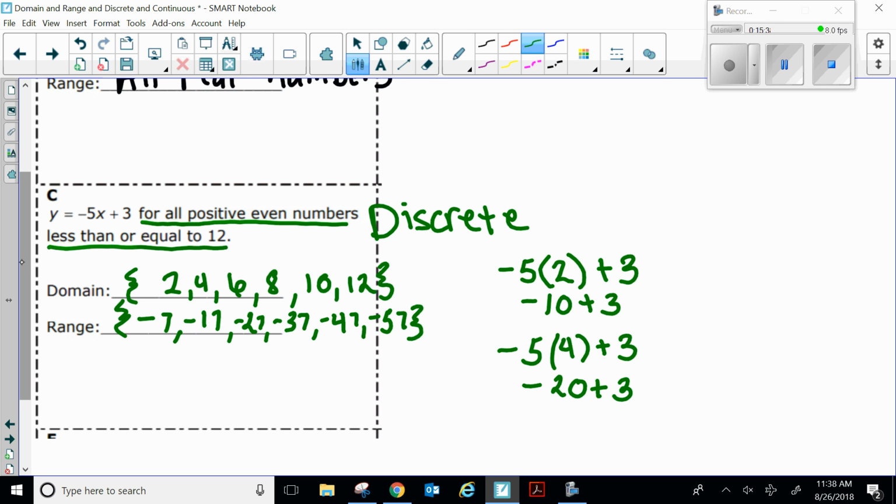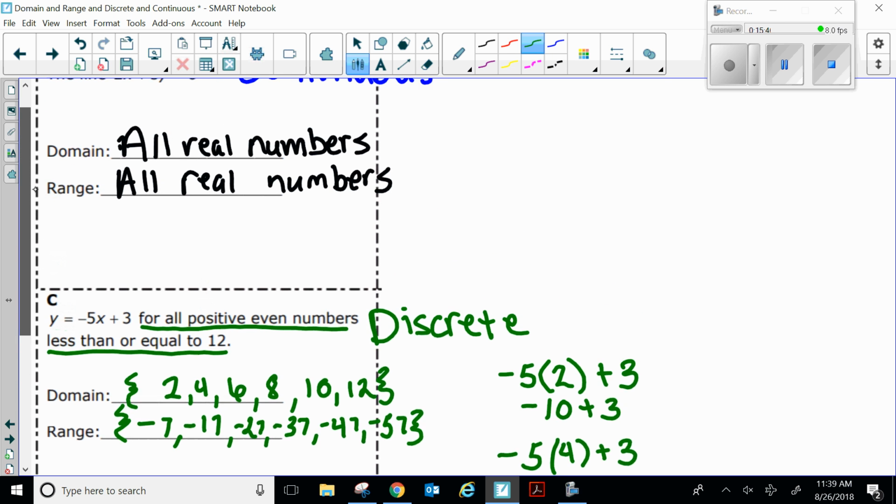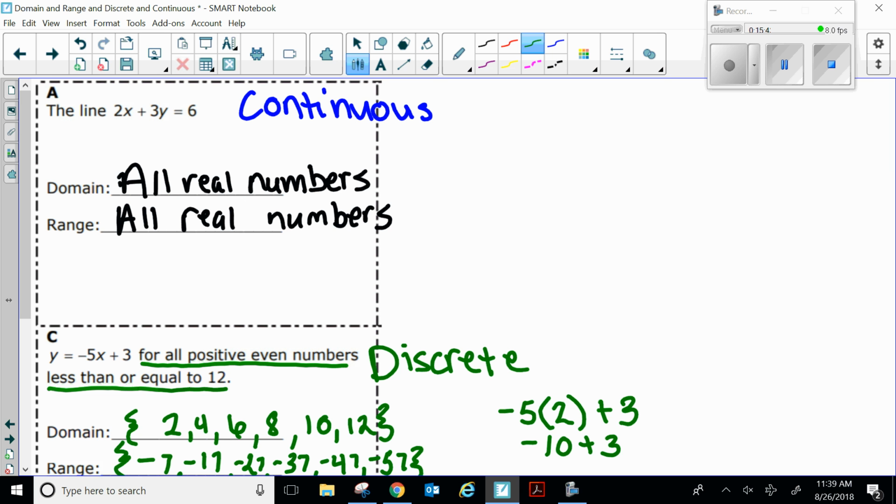Okay, so hopefully in this video you now can explain the difference between continuous and discrete, and you can also tell the difference on how to write the domain and range of those.